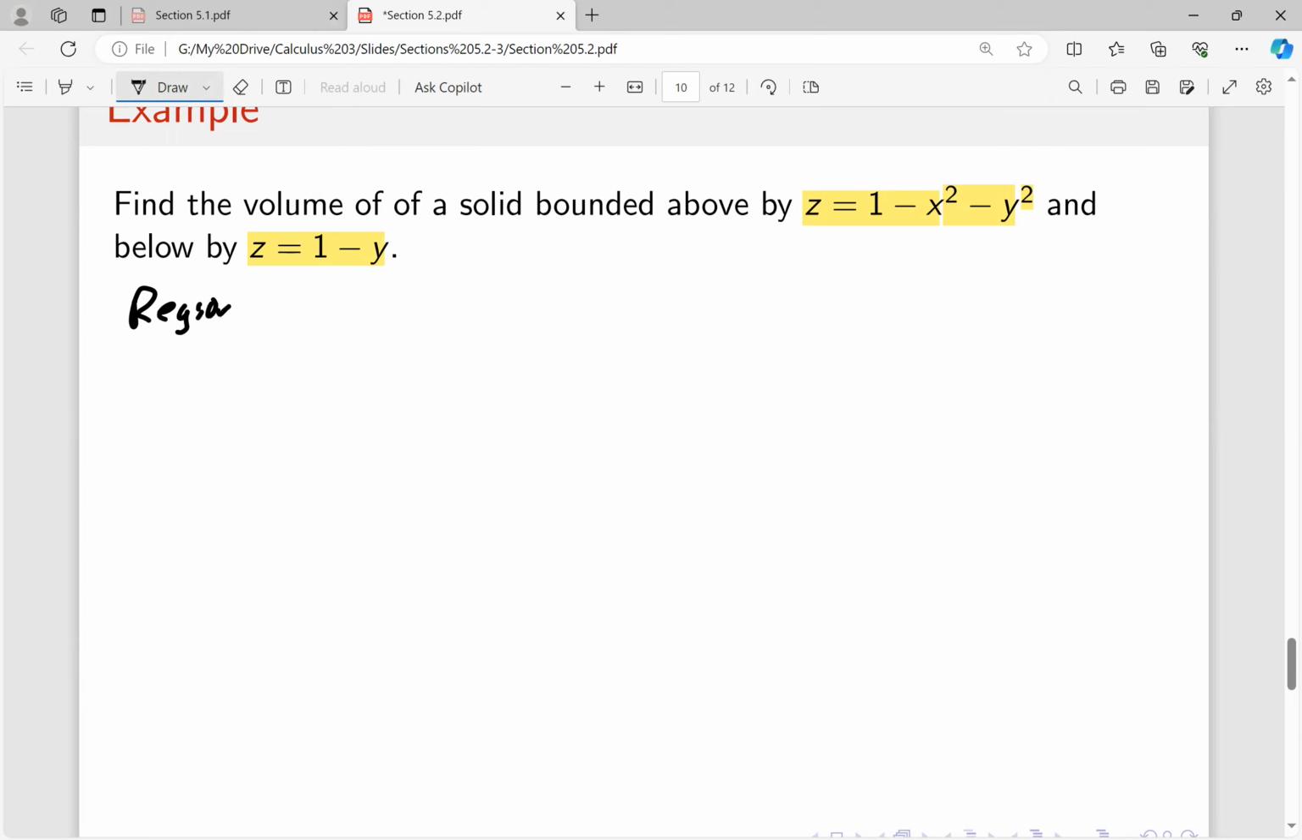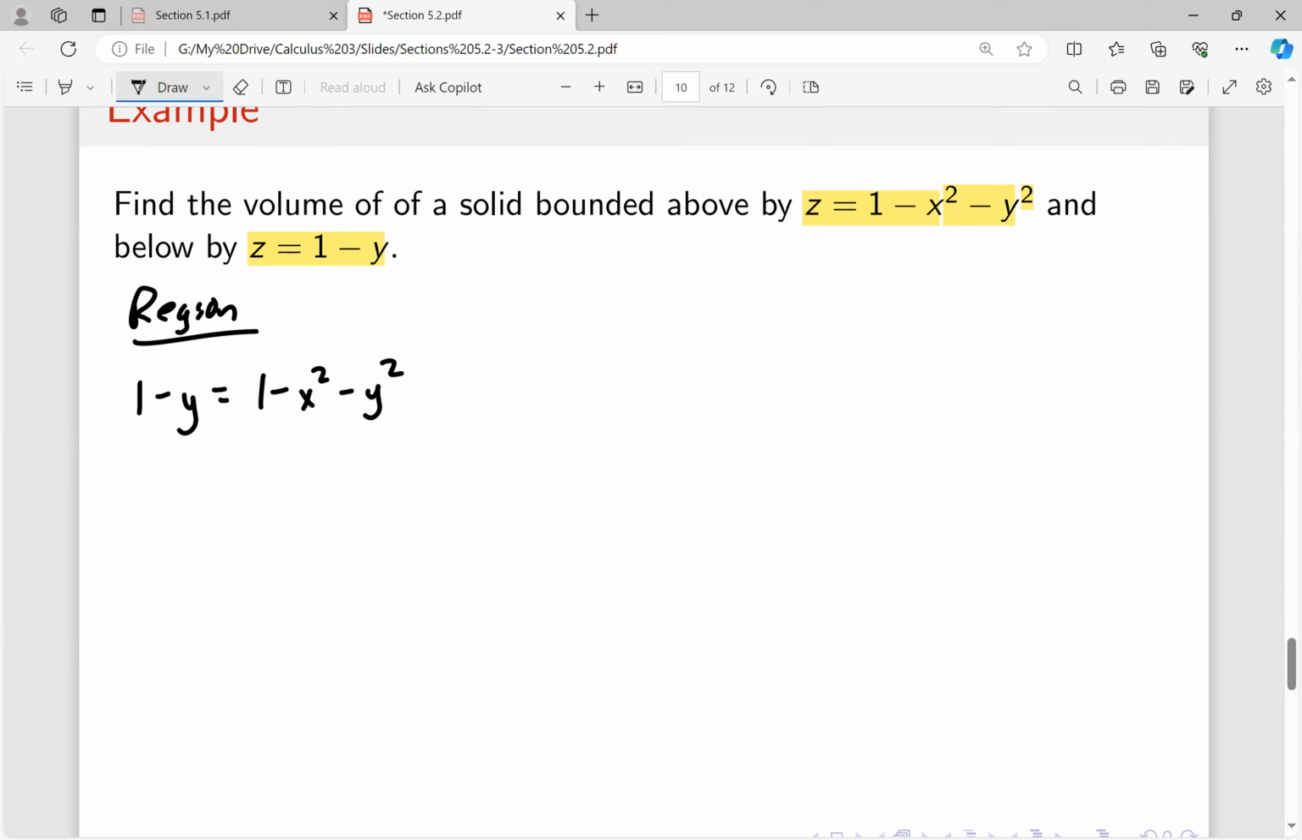Before finding the region, I think I'm just going to set up this integral. I think this integral is another one of those long trig substitution ones, and I don't know if you have the patience to watch me do all that, but I will show you how to set it up. So the region is going to be when those things are equal, when 1 minus y equals 1 minus x squared minus y squared.